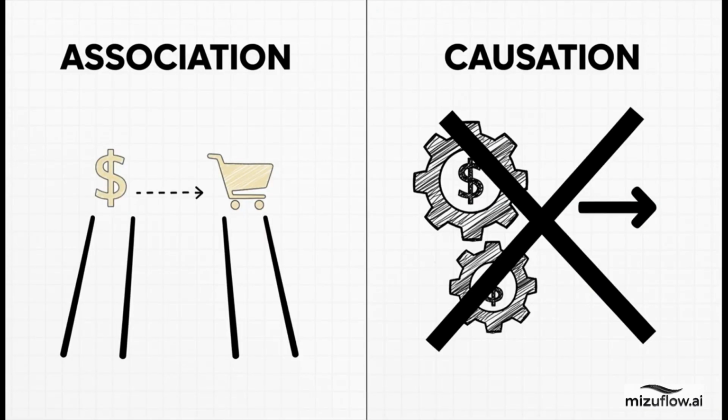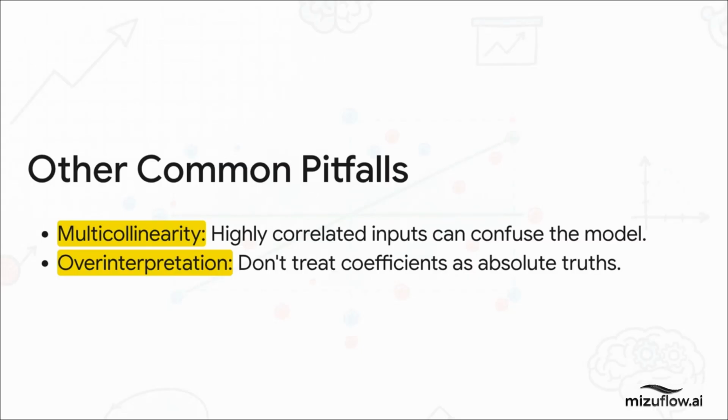Look, what our model has shown is a powerful link, a strong association. When TV and radio spending go up, sales tend to follow. But it has not proven scientifically that one causes the other. There could be something else we're not even seeing that's driving both. And there are a couple of other classic traps. One is called multicollinearity. That's just a fancy word for when your inputs are all tangled up. It's like trying to figure out which of your two guitarists is the loudest when they both turn their amps up at the exact same time. It gets muddy. And, of course, don't overinterpret. Remember, the model gives us great estimates, but they aren't gospel truth carved in stone.